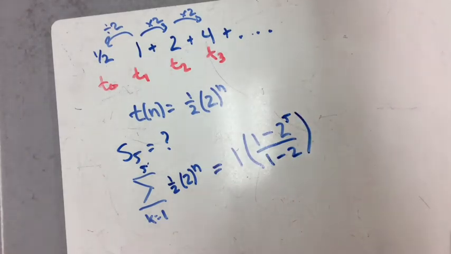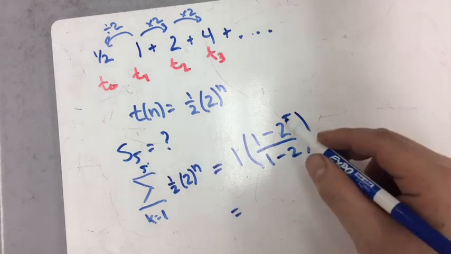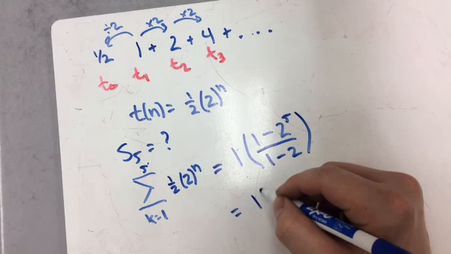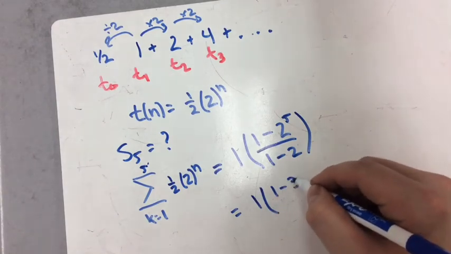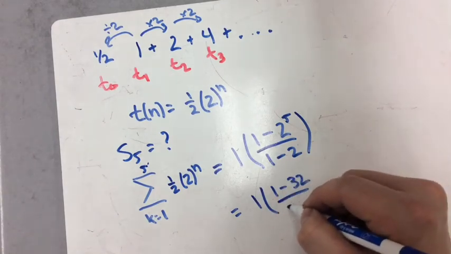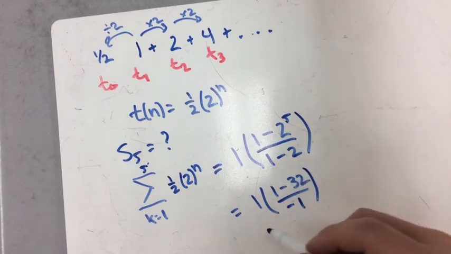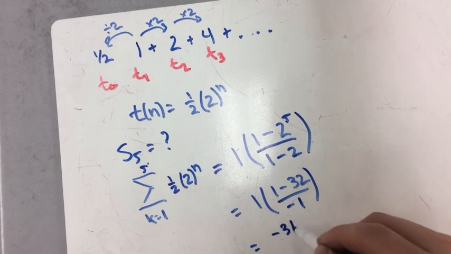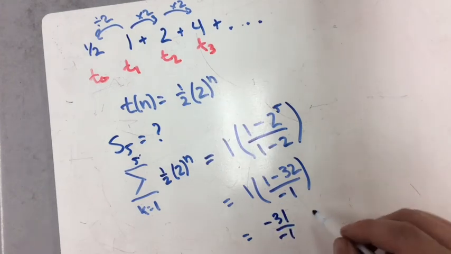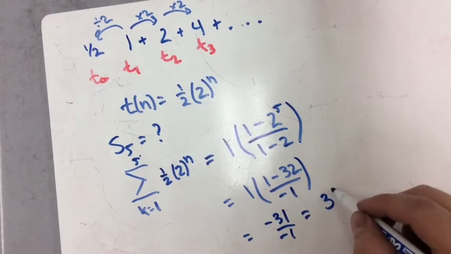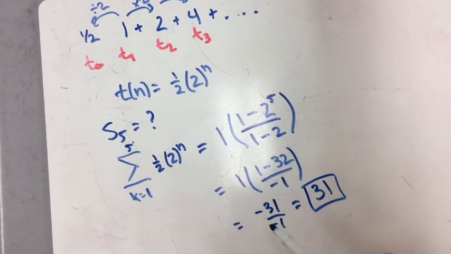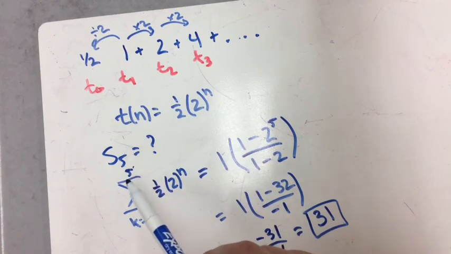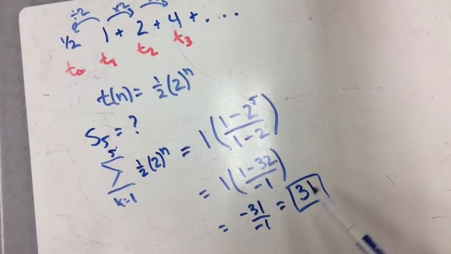So I'm going to need a calculator. Let's see, 2 to the fifth is 32. So I'm looking at 1 times 1 minus 32 all over -1. So this is going to give me -31 divided by -1, which just equals 31. Okay, so if we were to add up all the numbers from the first one to the fifth number of this series, we would get 31.